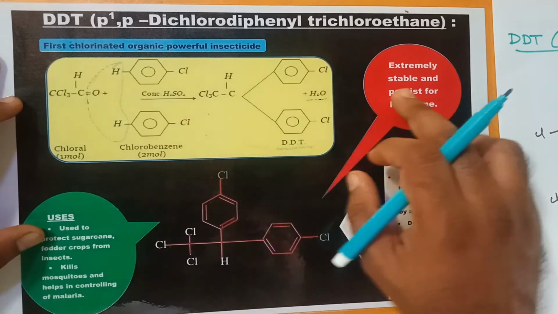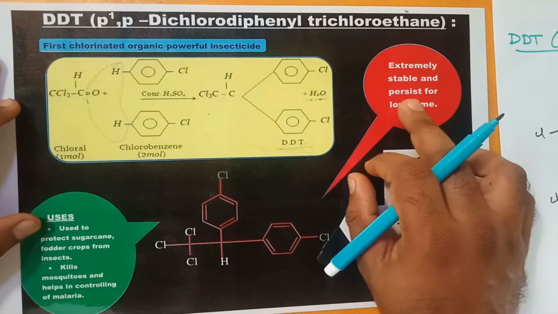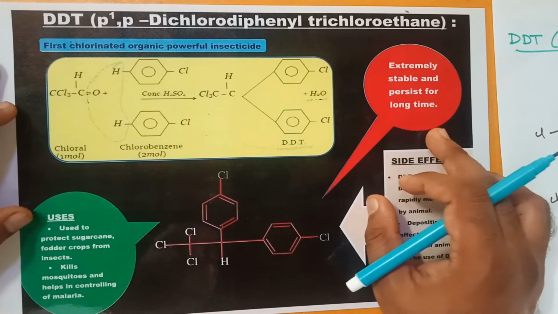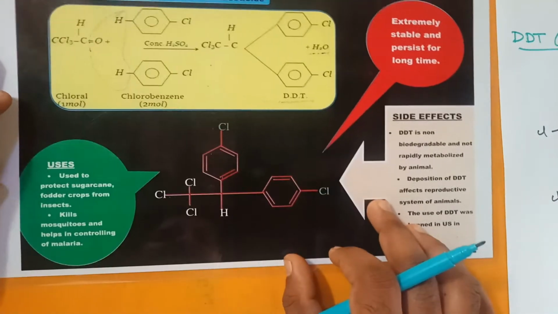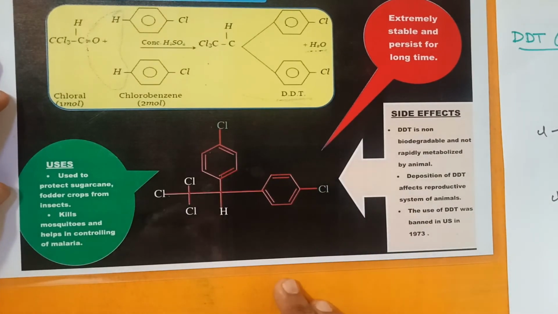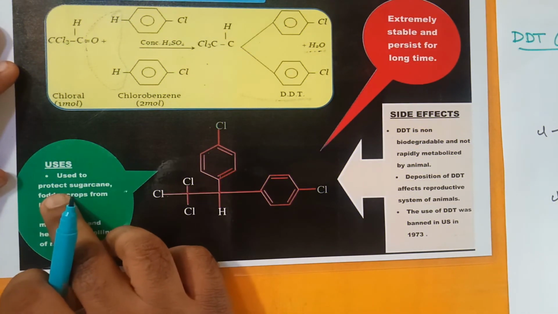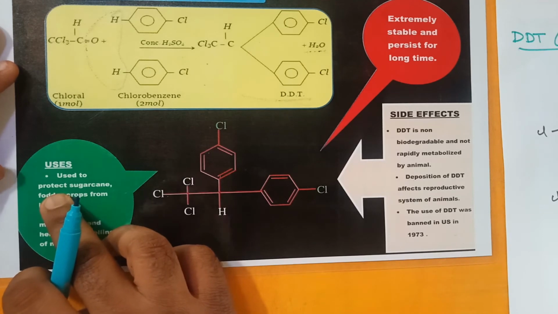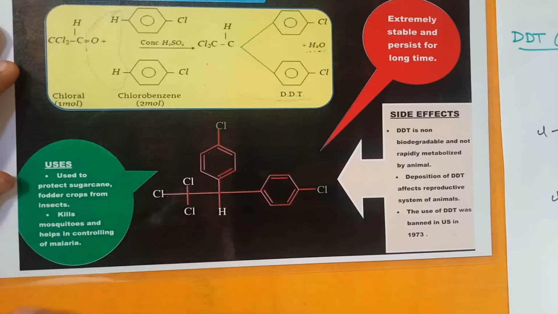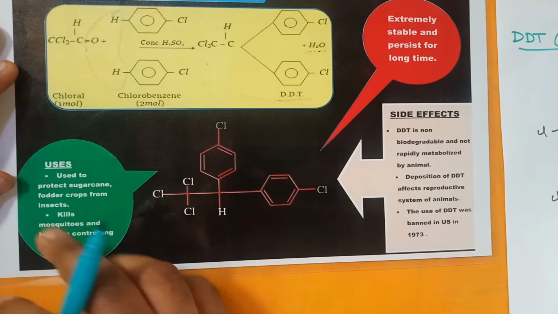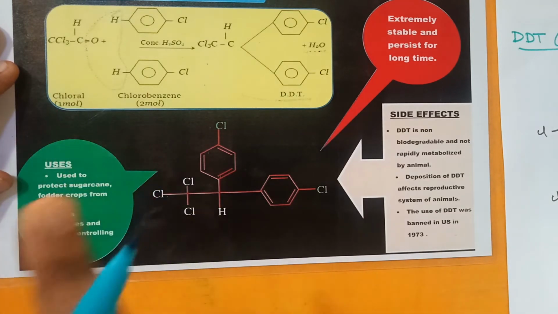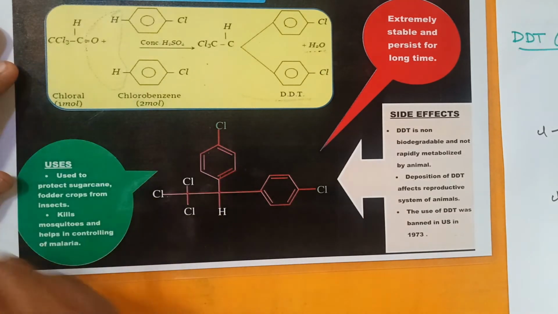This DDT is extremely stable and it persists for a long time. Is it clear friends? Next move on to the uses of DDT. So what are the uses of DDT? The first use is it is used to protect sugarcane and fodder crops and also other crops from insects. Is it clear friends? It is a powerful insecticide which kills the insects which are harmful to the crops.